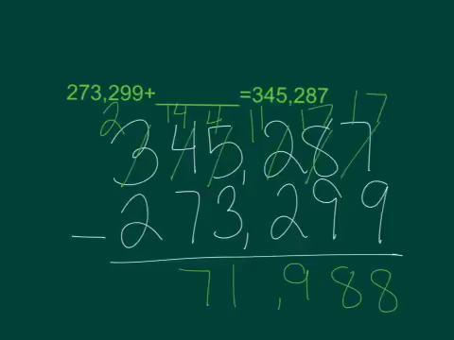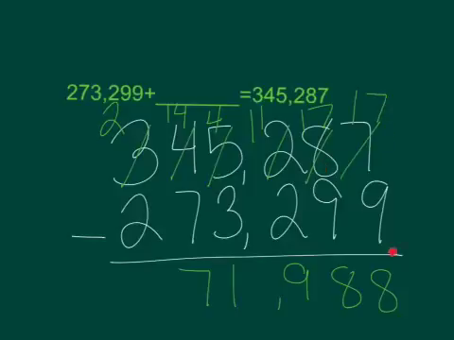Okay, when you set up your problem, you placed the sum on the top of your subtraction problem, which was 345,287. Then you placed the add-in that was given on the bottom of your subtraction problem, which was 273,299. When we solved this problem, you notice that in your ones column you needed to borrow or regroup, so you went next door to regroup.